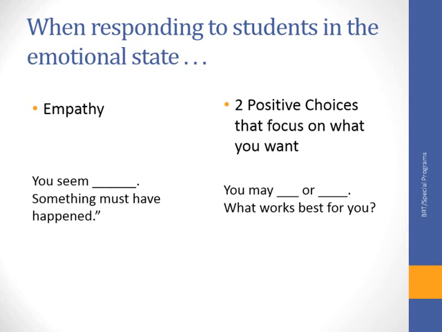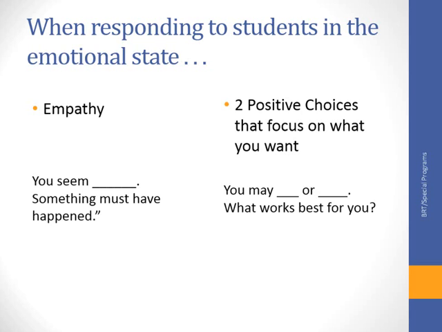Or you could give the student two positive choices that focus on what you want. So if you want a student who walked in late to make up the warm-up activity that they missed, then you would say, "Johnny, I know you're having a tough morning," which is empathy. So then you give him two positive choices. You can come see me during lunch to complete the warm-up, or you can stop by after school. Which would work best for you?